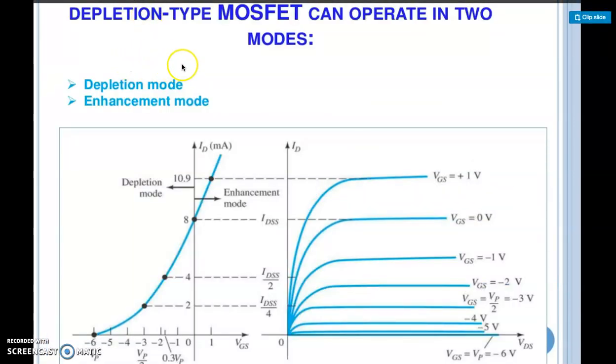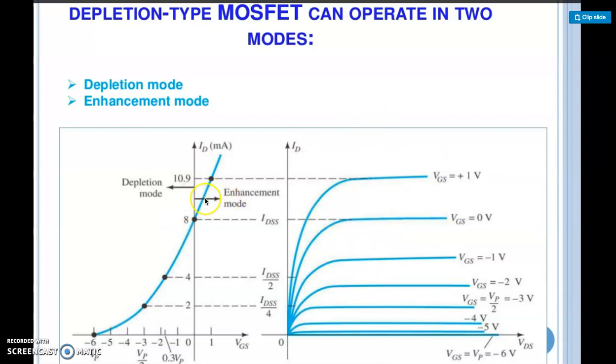So the same is being said: depletion type MOSFET, the first type of MOSFET that we are seeing, can operate in depletion mode as well as enhancement mode. Depletion mode means VGS equal to 0 or less than 0, negative VGS. If positive VGS are applied, it is the enhancement mode. So this is depletion mode, this is enhancement mode. This is what we have talked about in the drain characteristic.